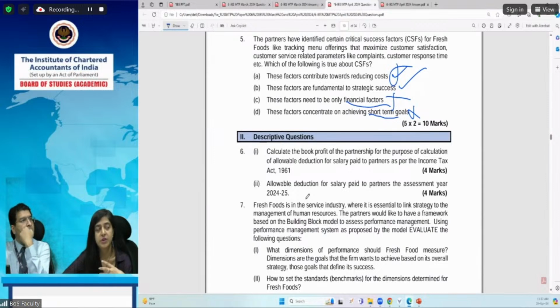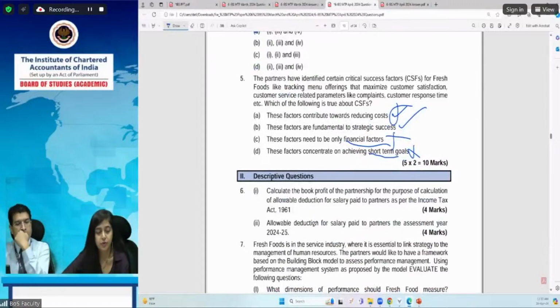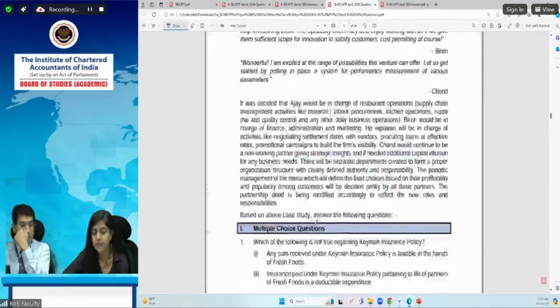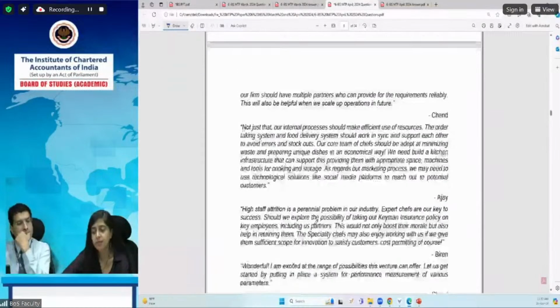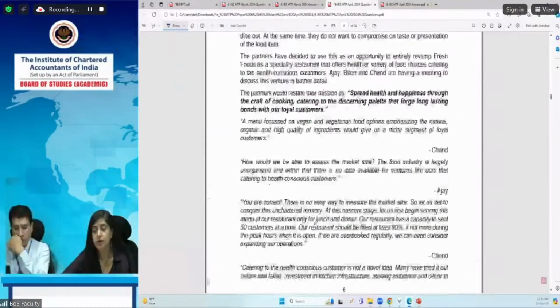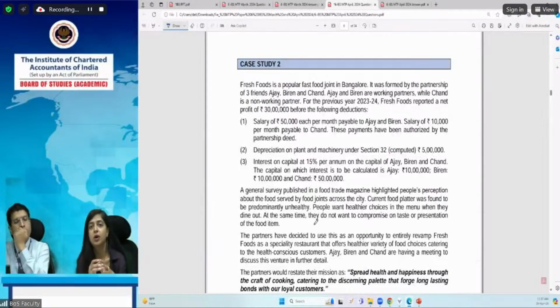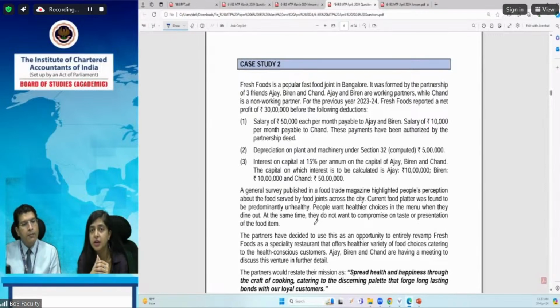What all the information is given related to the computation of book profit or salary. So students, in the MCQ portion or the descriptive question, whatever it is, you have to just find out what all are the necessary information given in the facts of the case study. You have to just move to the case to look for the relevant information. In the first paragraph, the information which is related to the salary or which is required for the computation of salary allowed as per section 40B of the Income Tax Act is given here.